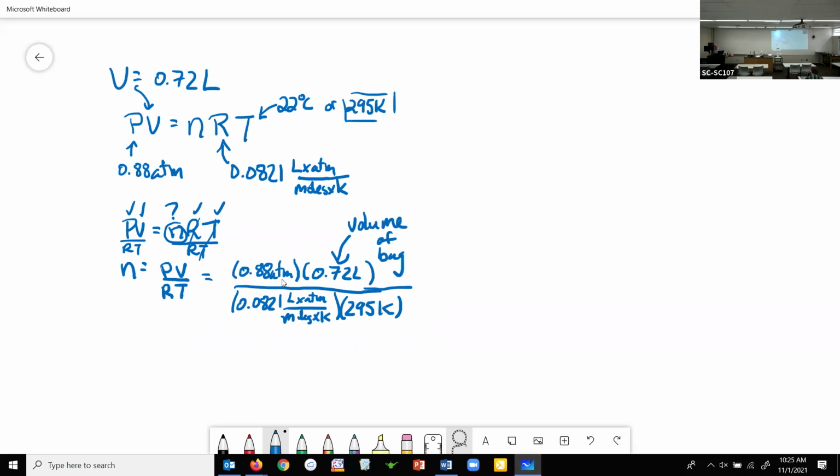Bless you. Taking a look at units, atmospheres cancel with atmospheres, liters cancel with liters, kelvins cancel with kelvins. The only unit that does not cancel is moles, which is good because I'm looking for how many moles of carbon dioxide does it take to fill the bag.